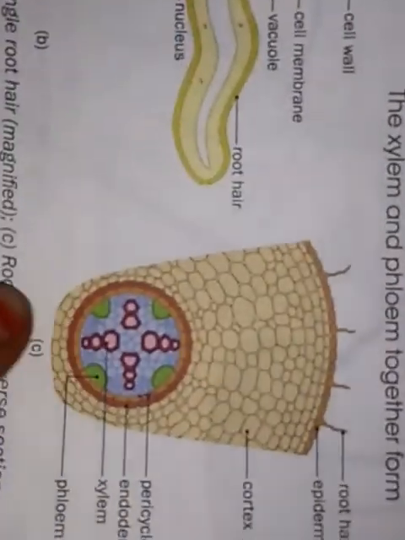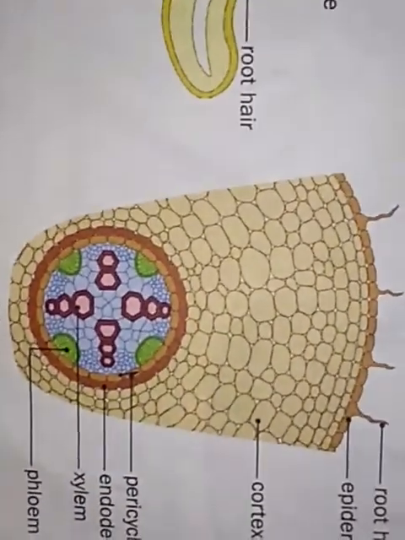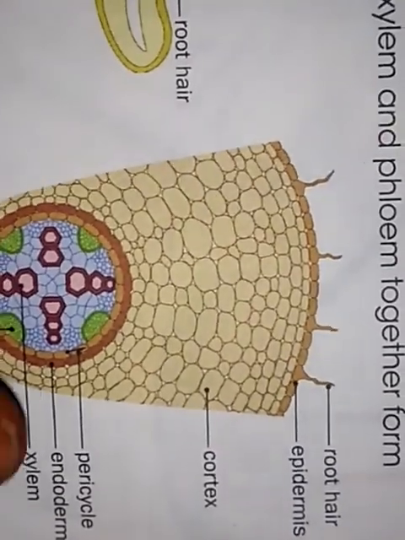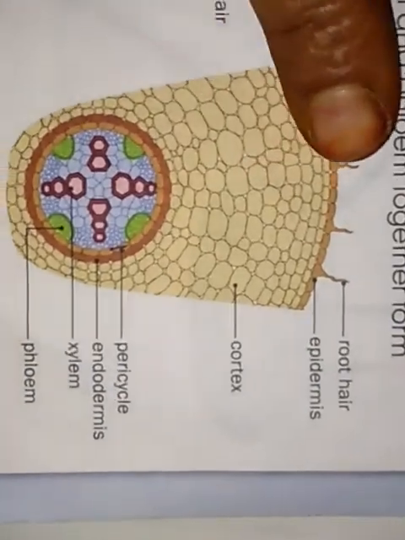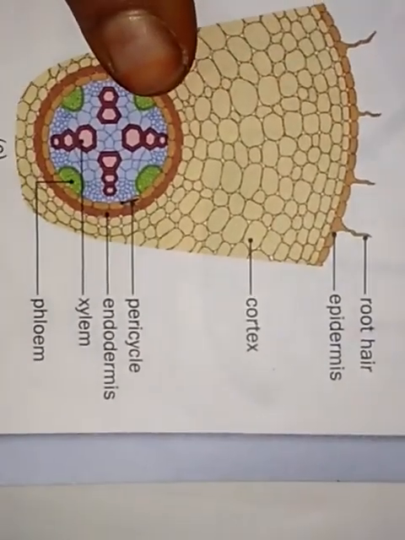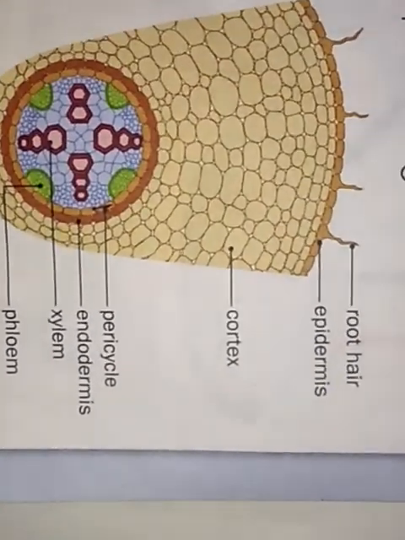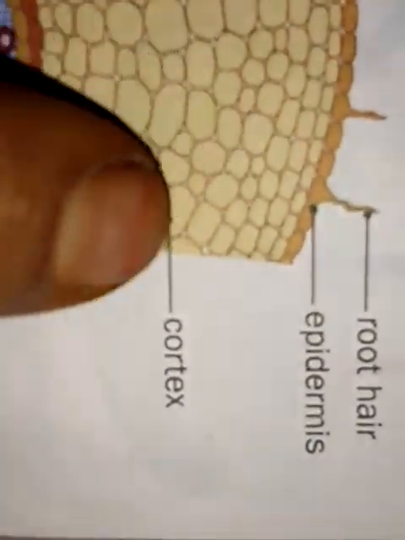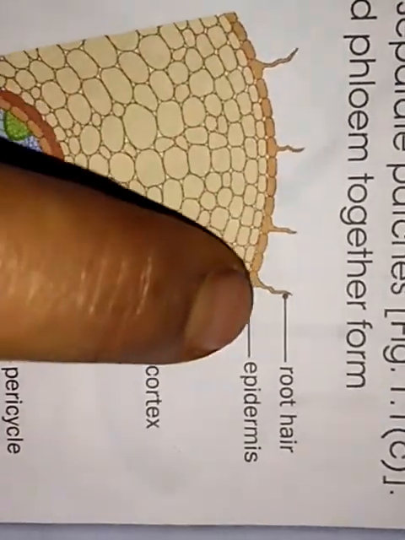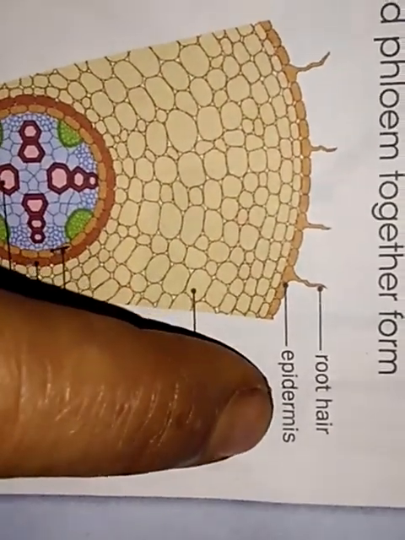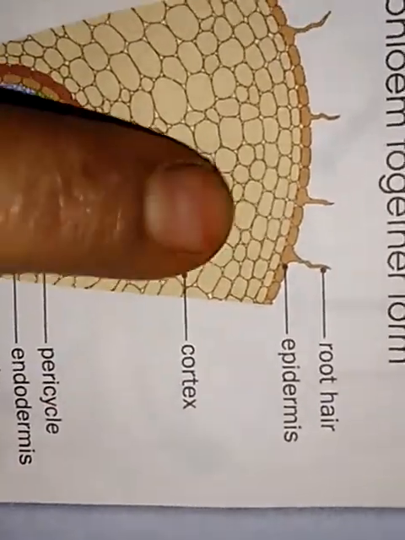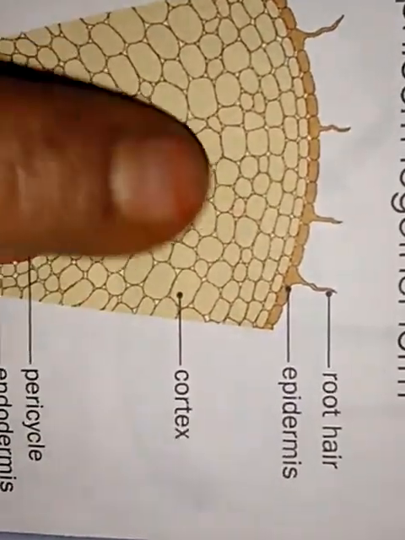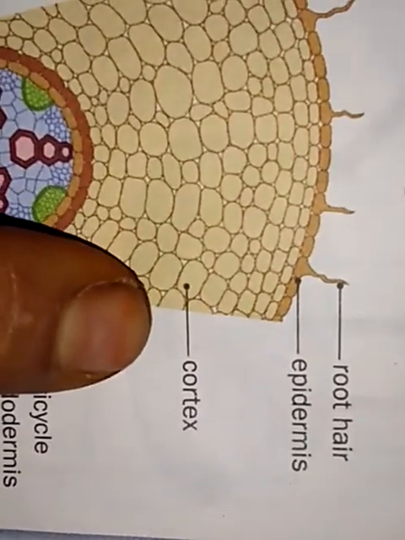See the picture. What is the meaning of cortex? This is a transverse section of root hairs. The outer layer is called epidermis. The part below the epidermis is called the cortex. See, this part is called the cortex.